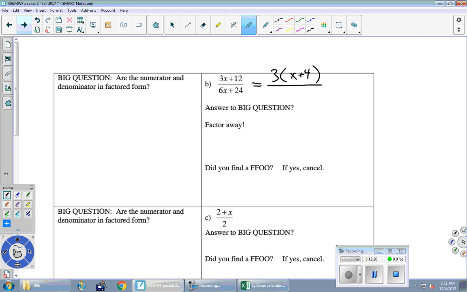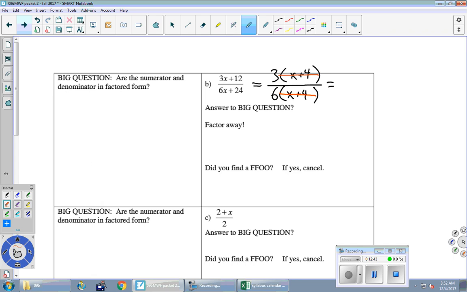Greatest common factor downstairs, 6. And what are we left with? X plus 4. And now the top and the bottom are fundamentally multiplications, which are cancelable. So what do you see that's exactly the same on top and bottom? X plus 4. So we get rid of those.